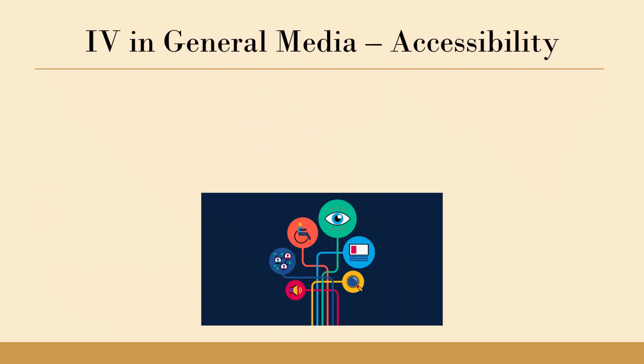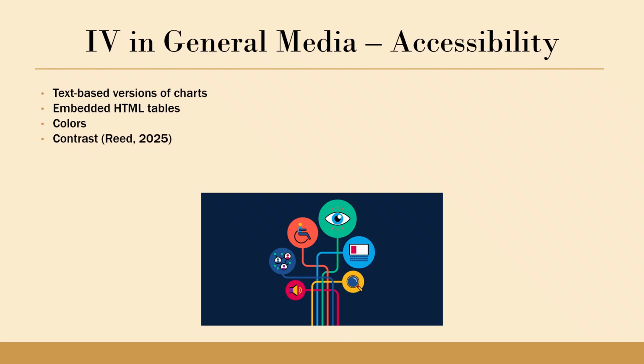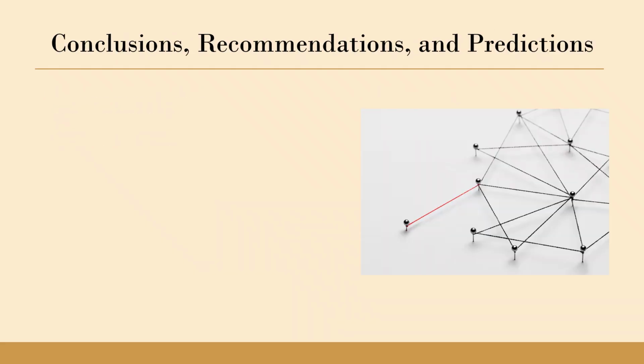There's also a lot of discussion about IV and accessibility in general media, especially for visually impaired people. The American Foundation for the Blind recommends things like having text-based versions of charts, embedding HTML tables, and being mindful of contrast and colors. Other general accessibility considerations include keyboard navigation, screen readers, and alt text.